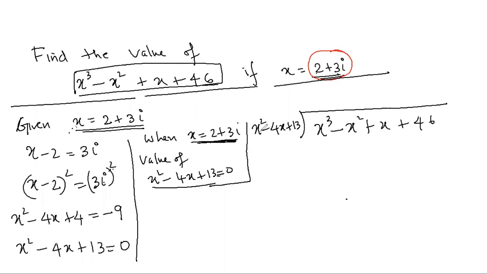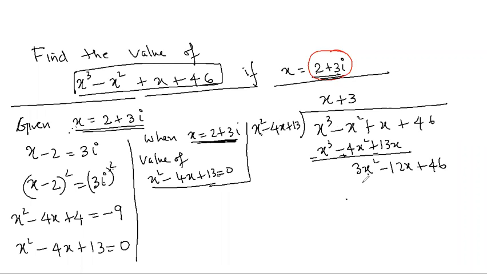Now divide x cube by x square. So we get x. So x cube minus 4x square plus 13x. Now change the sign. So 3x square minus 12x plus 46. Now again divide 3x square by x square. You get 3. So 3x square minus 12x plus 39. You get the remainder as 7.